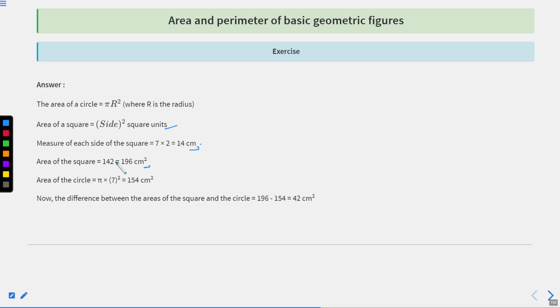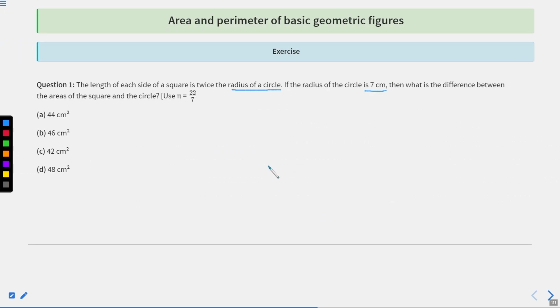Now the area of the circle is given by pi r square. So r is 7 here, so it will be pi into 49, that is 154 centimeter square. We are interested in finding the difference between the area of the square and the area of the circle. So that will be 196 minus 154, that is 42 centimeter square. So the correct option is option C, that is 42 centimeter square.